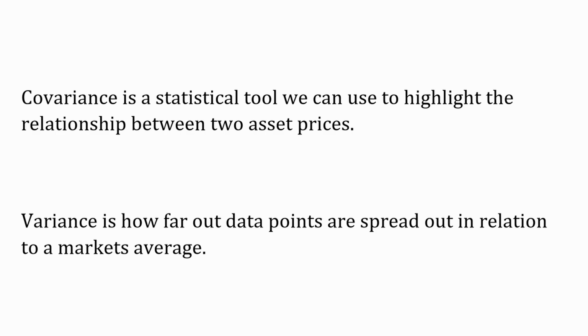Covariance is just a statistical tool we can use to show the relationship between two asset prices, and the variance is just how far data points in the market are spread out in relation to its average. I'm not going to go into detail about how to calculate the covariance and the variance in this video, but if that is something you're interested in, let me know and I'll make a video explaining how to calculate them.